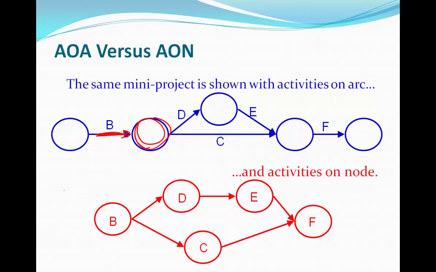The second example, in the red, is where your activities happen on the node. So activity B happens on the node, and the arrows represent the path of your project. And like I mentioned, the activity on node diagrams are more common, and we will be using this network diagram for the rest of this presentation.